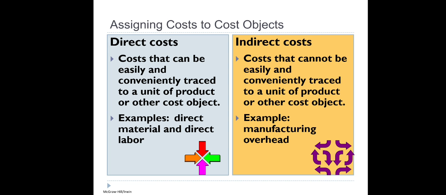So, direct costs are direct material and direct labor. You can see for each soft drink, this is the direct material, this is the direct labor cost for each soft drink. But in your factory, you have janitors.